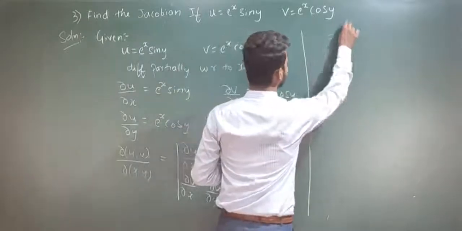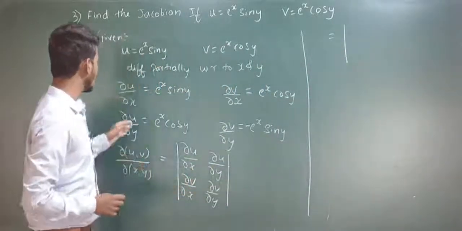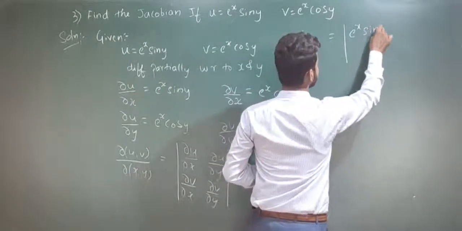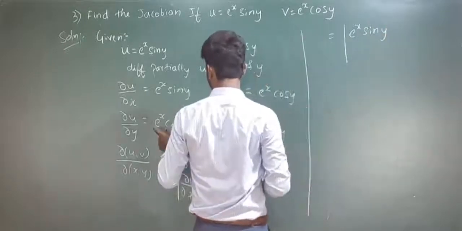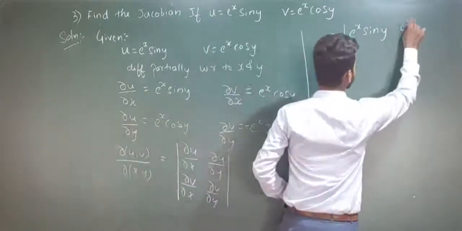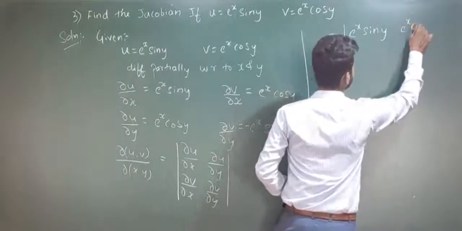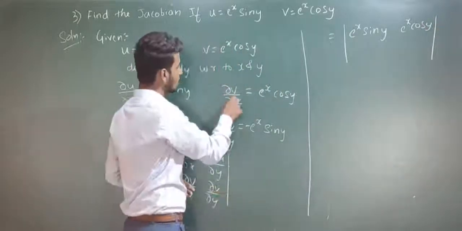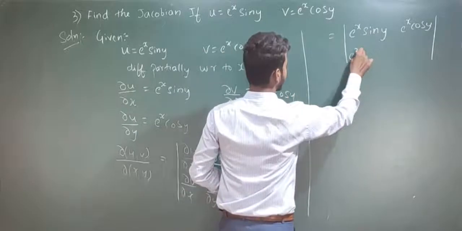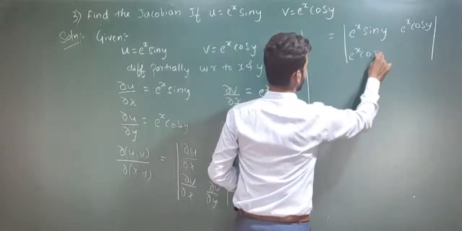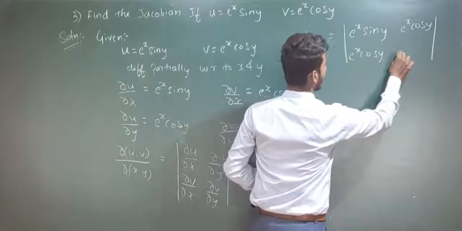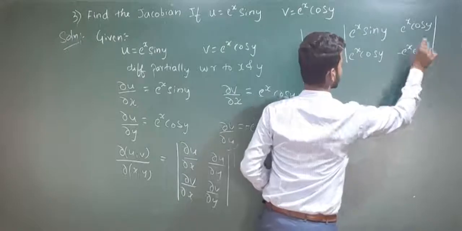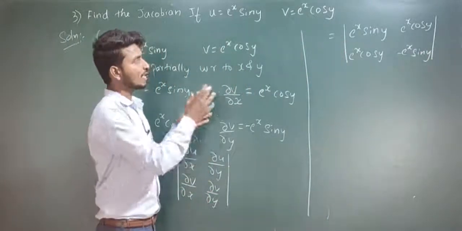Now in the determinant, we have to substitute the values, that is dou u by dou x is e raised to x sin y. Next dou u by dou y, that is e raised to x cos y. Next dou v by dou x is e raised to x cos y. Next this will be minus e raised to x sin y. Now we have to solve this determinant.